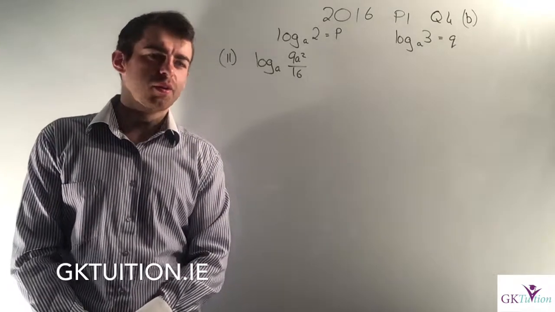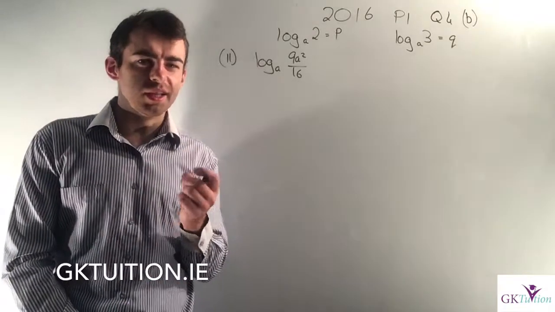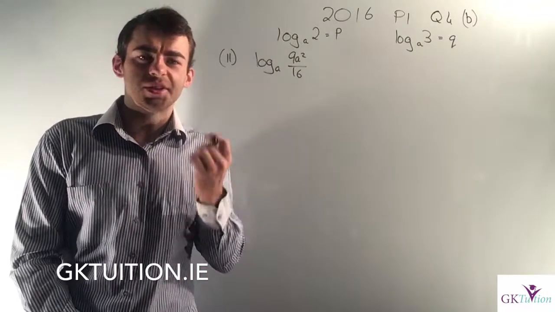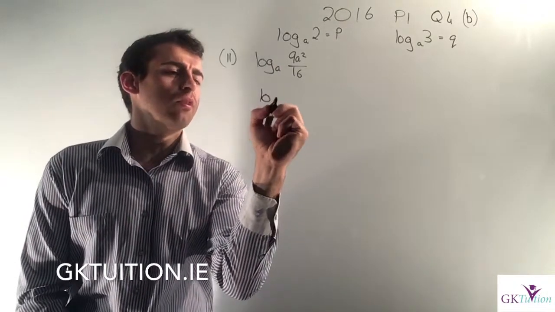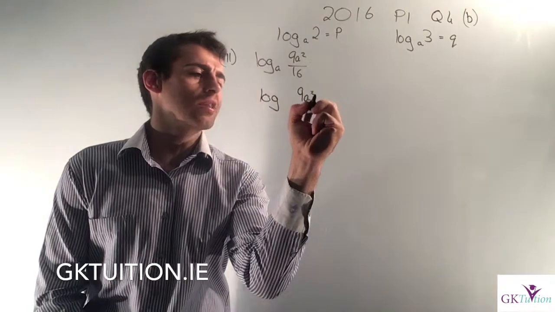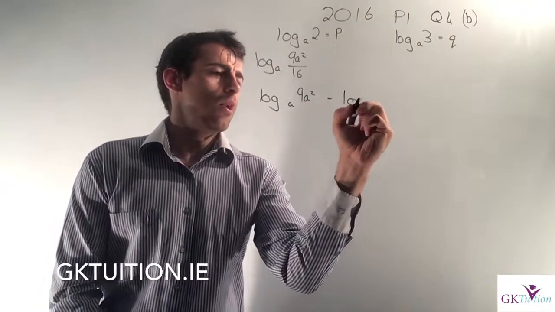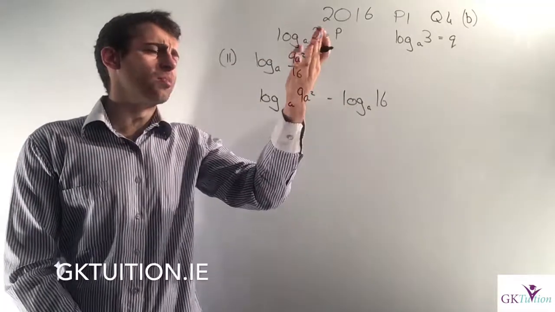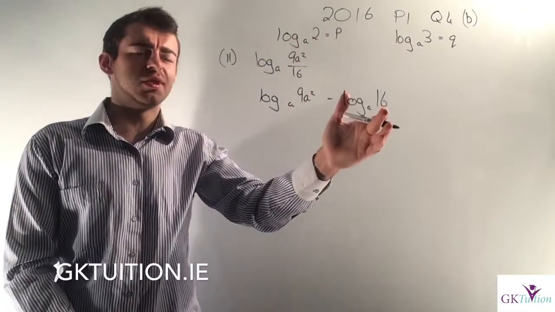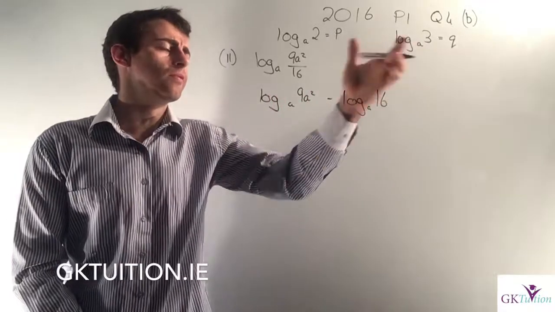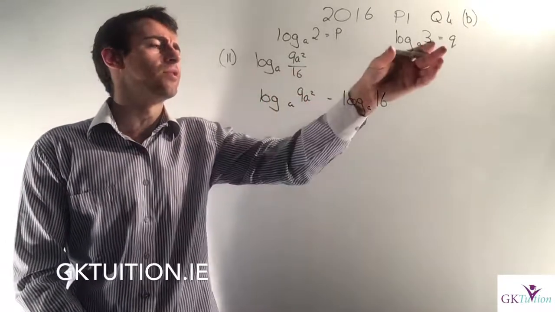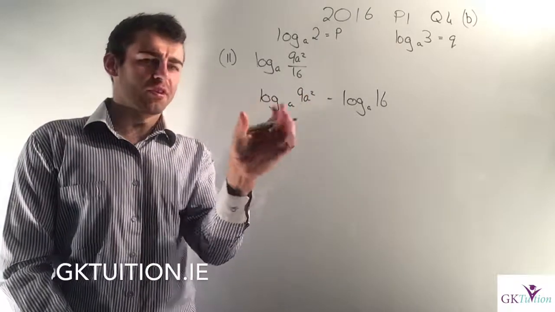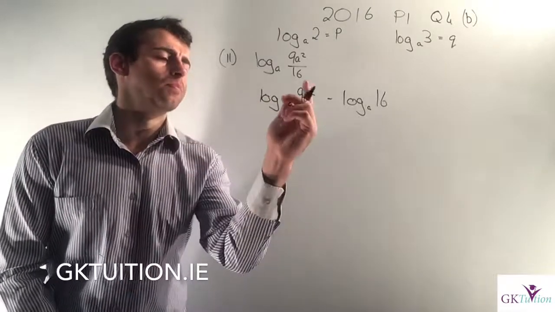Okay, so the next part of this question is largely similar, although it's a little bit trickier. So clearly again, to get rid of my fraction, I can use my second rule of logs. So I can rewrite this as the log of 9a squared to the base a minus the log of 16 to the base a. 16 is a multiple of 2, so clearly I want to rewrite this as 2 to the power of something. 9 is a multiple of 3, so clearly I want to get this in terms of q. Now, it's the first term here that obviously poses all the problems.